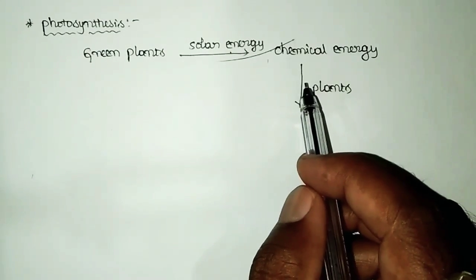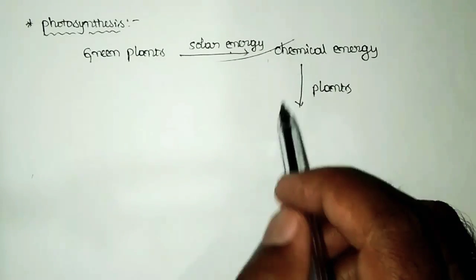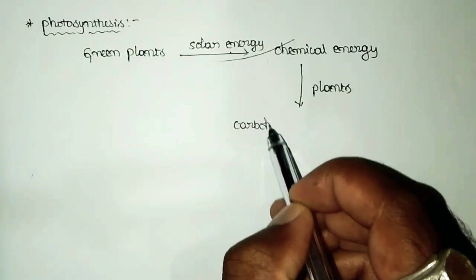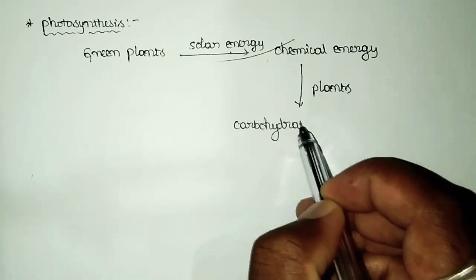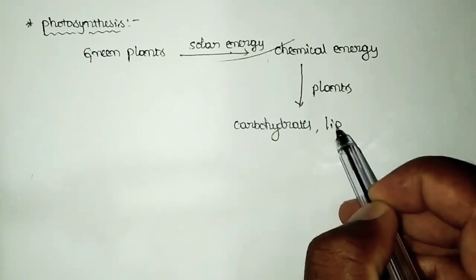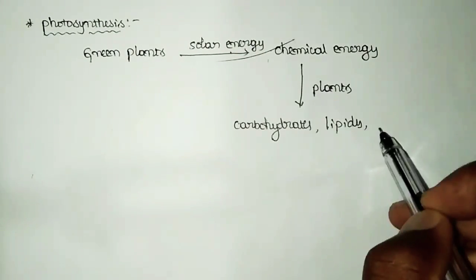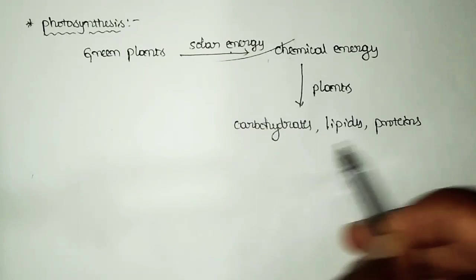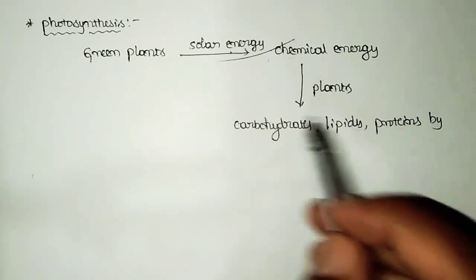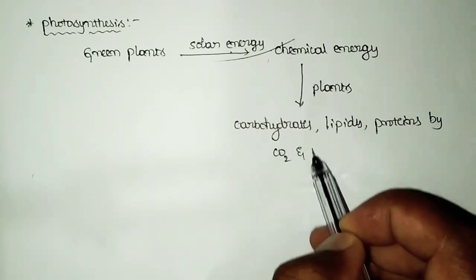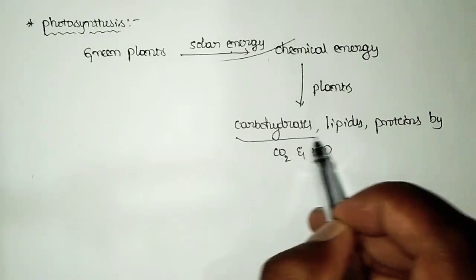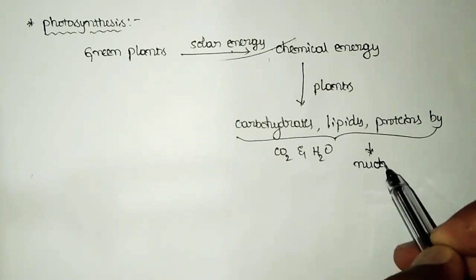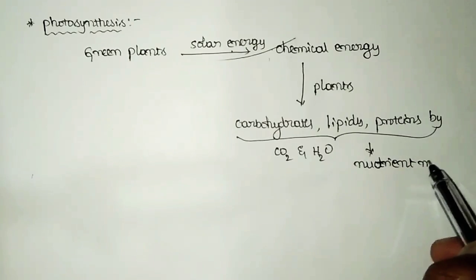The plants will utilize this chemical energy in order to synthesize the nutrient molecules such as carbohydrates or lipids or proteins. These nutrient molecules will be prepared by the combination of carbon dioxide and water. So these things will be collectively called nutrient molecules.